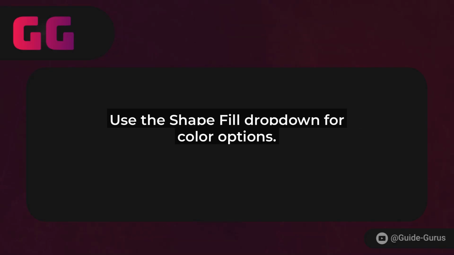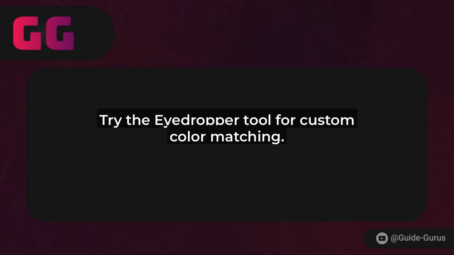Now, in the Format tab, look for the Shape Styles or Shape Fill section. Click on the Shape Fill drop-down menu, and you'll see a color palette full of options. Choose a color that matches your theme, or for something more precise, select the eyedropper tool. This lets you pick a color directly from another part of your slide or image, super handy for maintaining consistency.